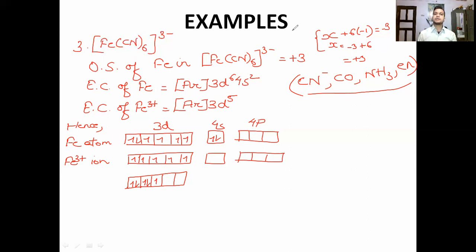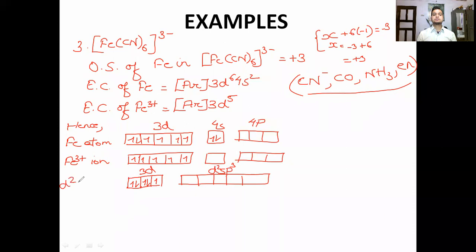Most of the students make a mistake in this. They go for sp3d2 hybridization for K3[Fe(CN)6]. Which is not the case. So please be very careful. So this will be 3d, and then the rest, which are empty, will undergo hybridization. So if anyone asks you what is the hybridization of [Fe(CN)6]3-, it will be d2sp3, not sp3d2.